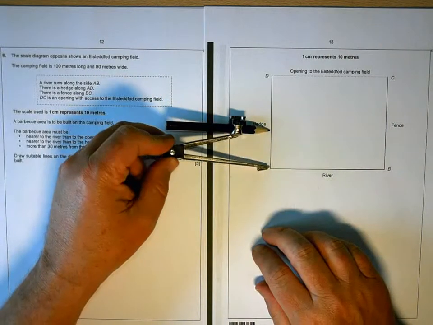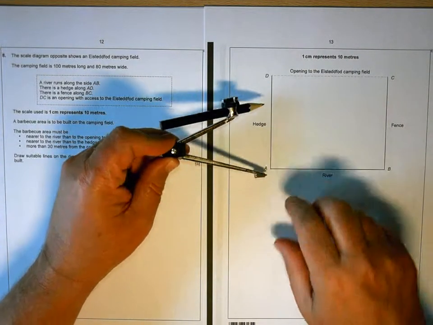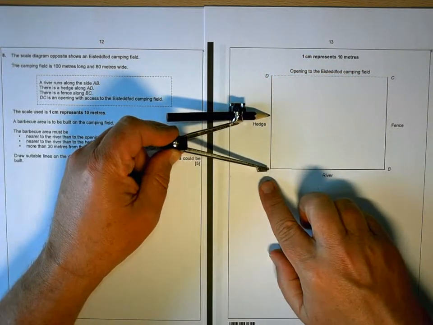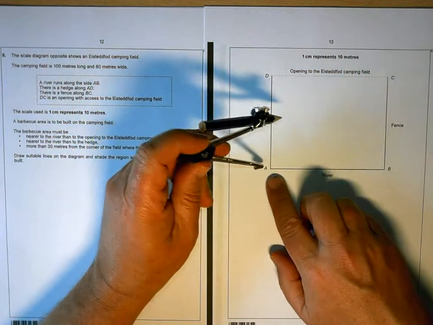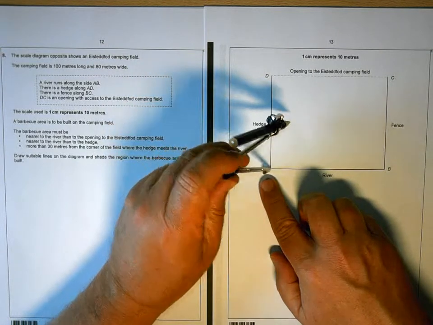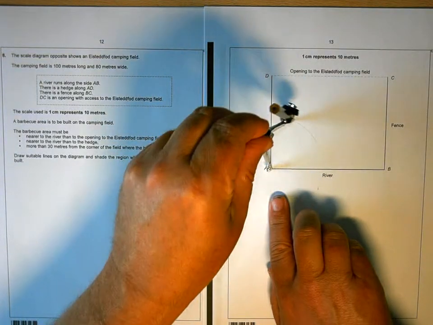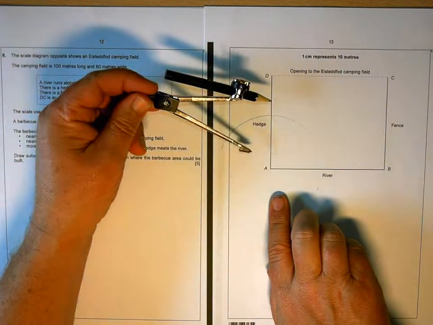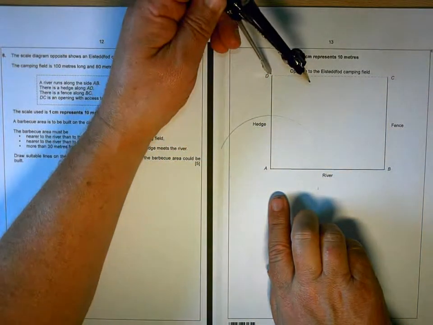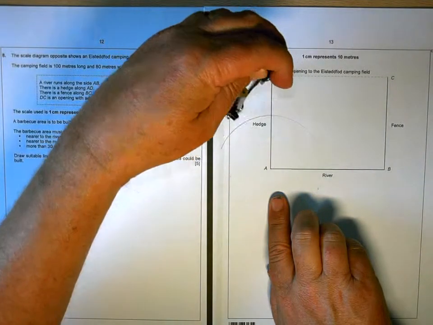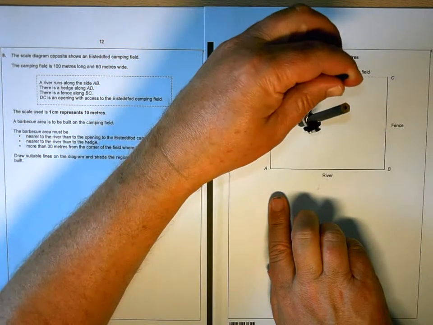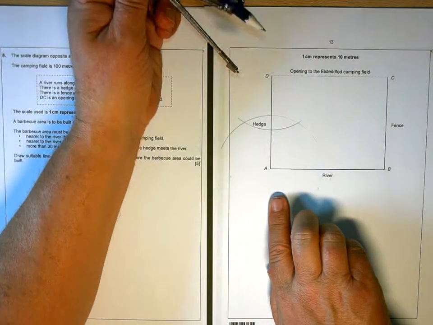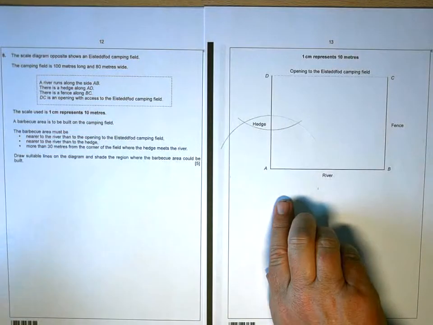So to do that, you get your compass, you open your compass so it's visibly more than halfway, but it doesn't have to be anything exact. If I put the compass point on A and draw the arc of a circle like that, then without changing the size of the compass, I move the point to D and again draw another arc of a circle, and that's why it needs to be over halfway, otherwise those circles won't overlap.